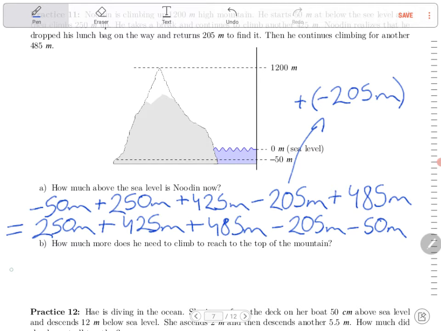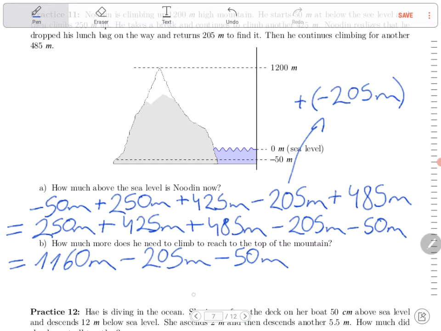So 250 plus 425 plus 485 equals 1160 meters. So now we're at 1160 meters minus 205 meters minus 50 meters. So remembering that minus 205 minus 50, if we were to take this section of the problem, the subtraction of the positive integer 50 is the same as adding a negative integer, negative 50.